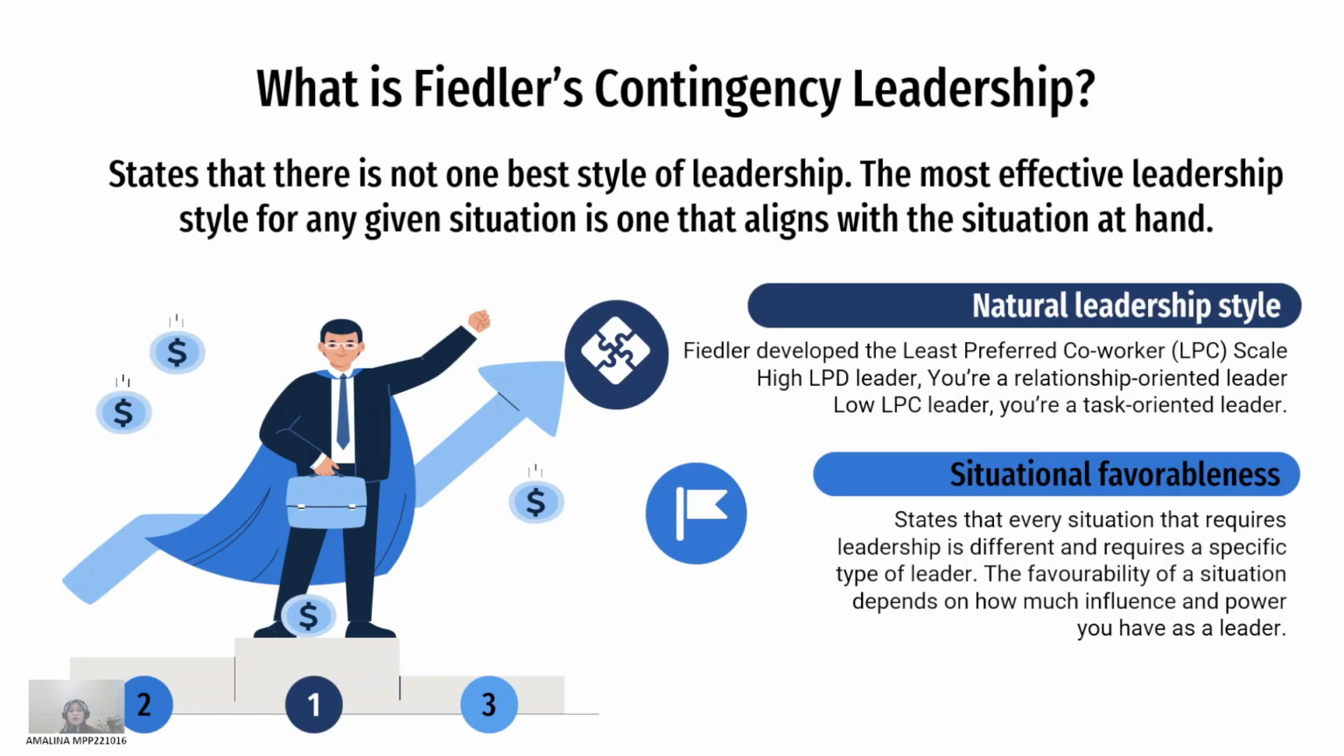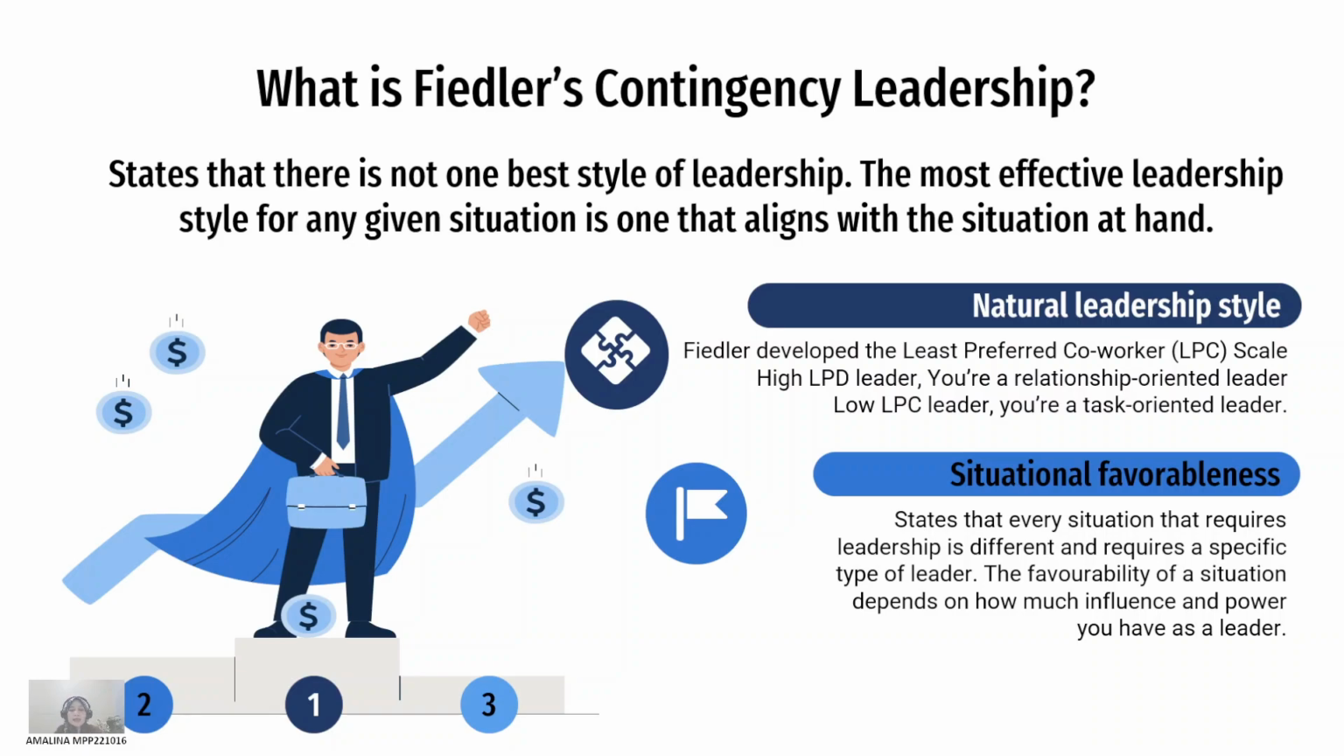To help you determine your leadership style, Fiedler developed the least preferred co-worker, also known as LPC scale. This scale states that if you are a high LPC leader, you are a relationship-oriented leader. If you are a low LPC leader, you are a task-oriented leader. Situational contingency theory, also known as situational leadership, states that every situation that requires leadership is different and requires a specific type of leader.